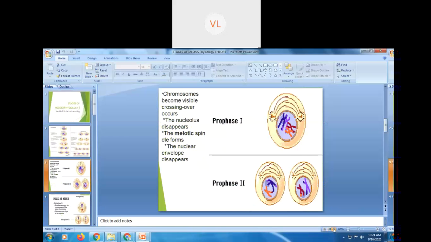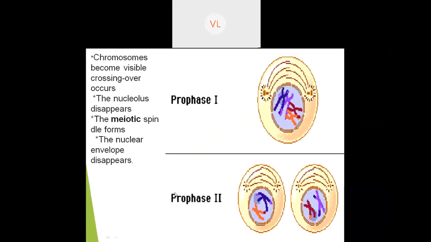Okay, so this is prophase 2. In this prophase 2, what will happen? There will be no more crossing over. Crossing over occurs in prophase 1, I have already said. Crossing over means attachment of one chromosome to the other chromosome. But in prophase 2, there won't be any more crossing over. And what happens here? The two chromosomes will line up and meet up in the middle.